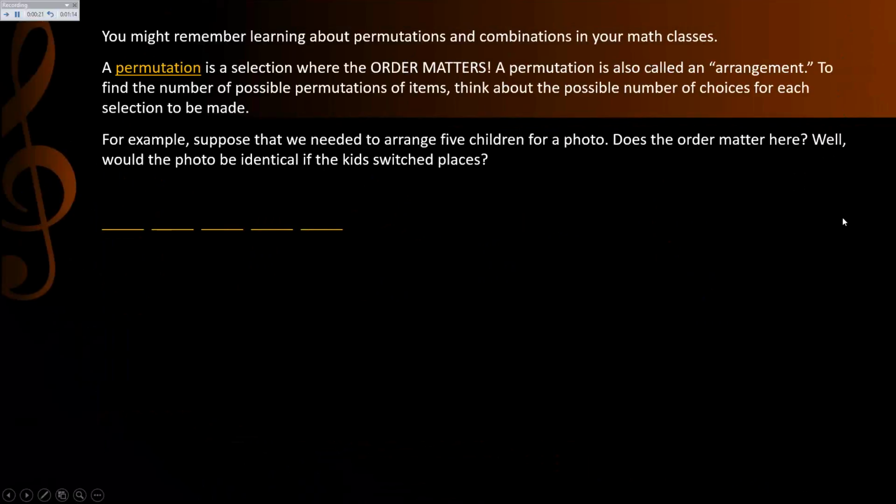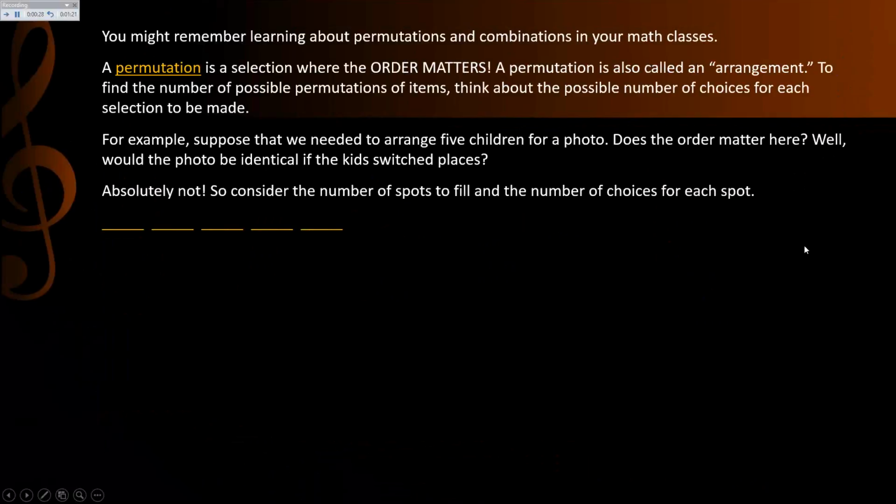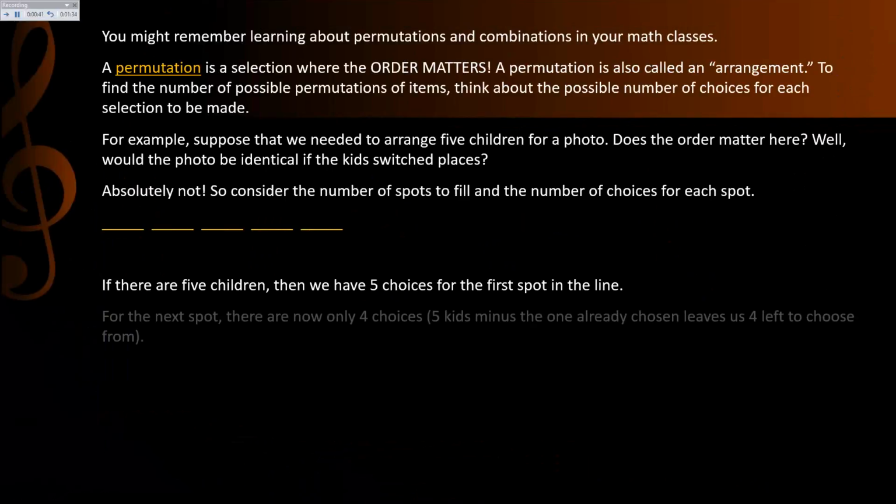For example, suppose that we needed to arrange 5 children for a photo. Does the order matter here? Well, would the photo be identical if the kids switched places? Absolutely not. So consider the number of spots to fill and the number of choices for each spot. If there are 5 children, then we have 5 choices for the first spot in the line. For the next spot, there are now only 4 choices. 5 kids minus 1 already chosen leaves us 4 to choose from.